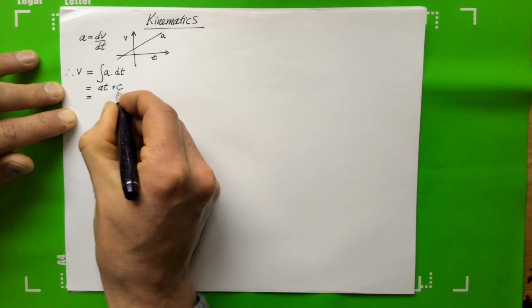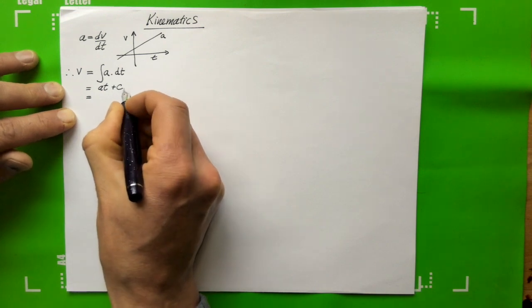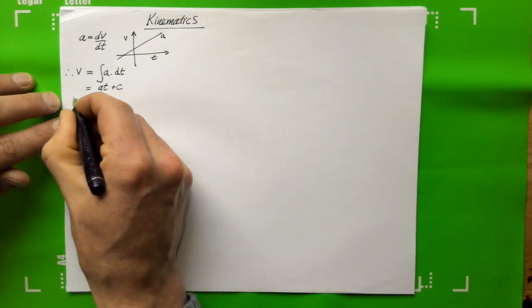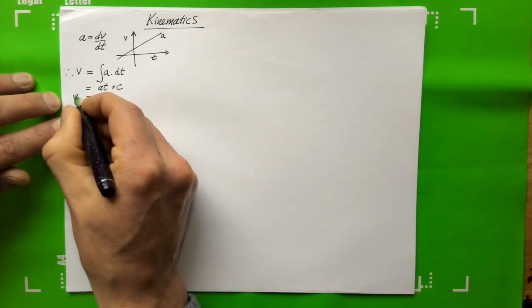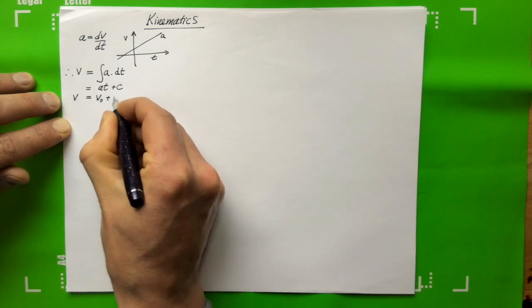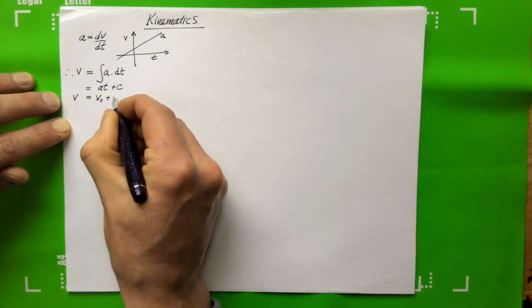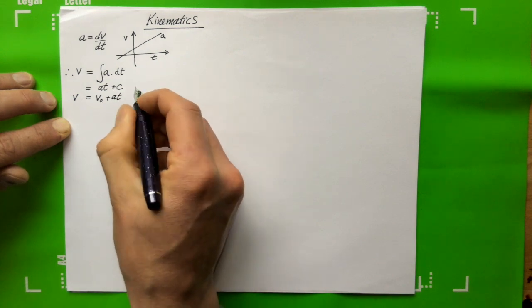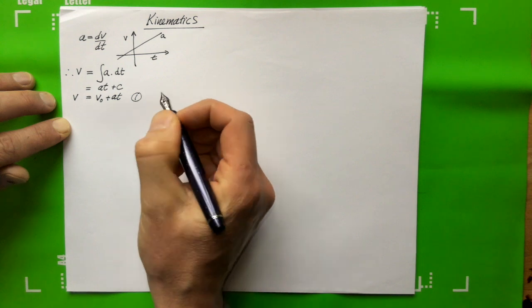Now what is the meaning of that constant of integration? The meaning of the constant of integration is the initial velocity. So imagine that our object reaches some velocity after a time t, that is its initial velocity v0 plus the change in velocity owing to the acceleration. So that's our first kinematic equation, and we'll number it number 1.